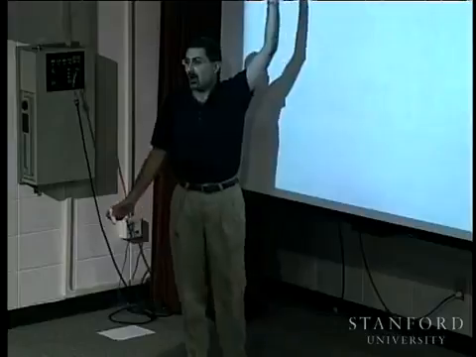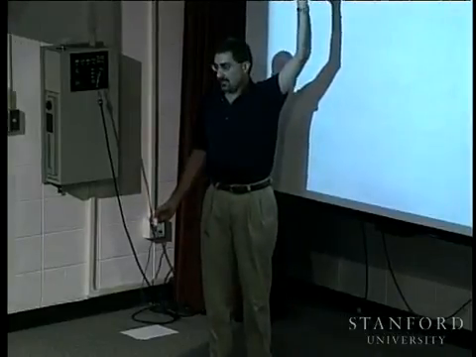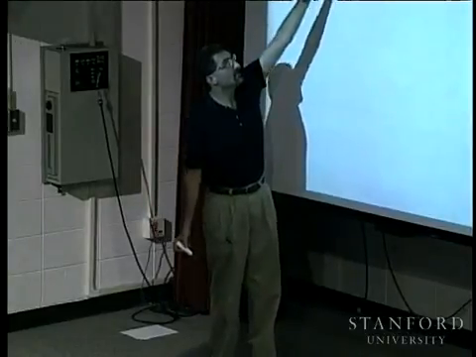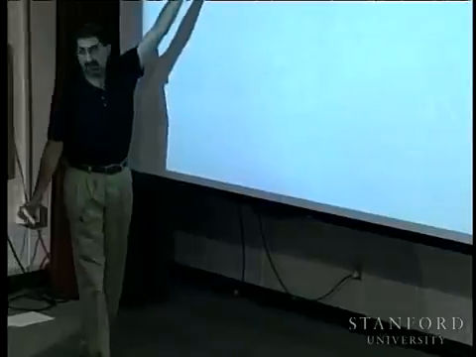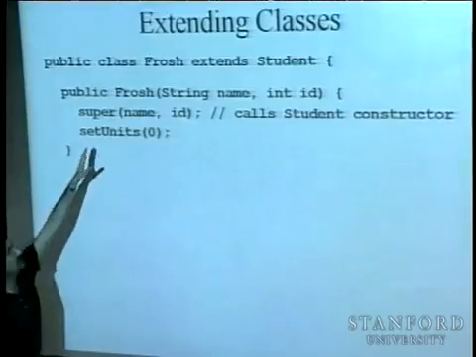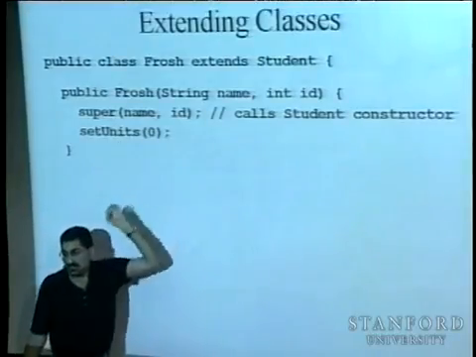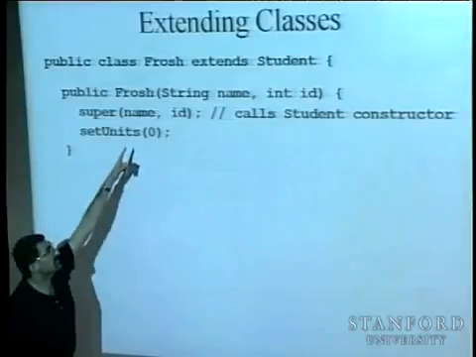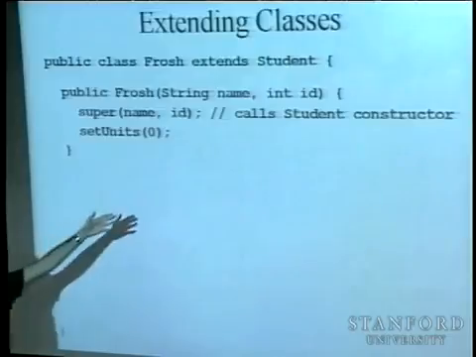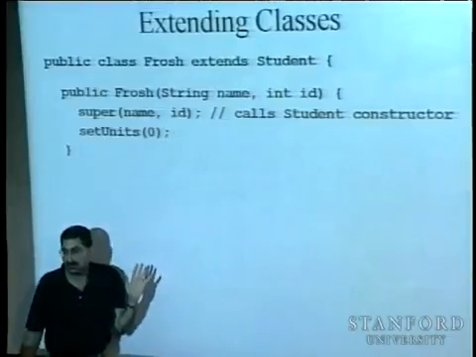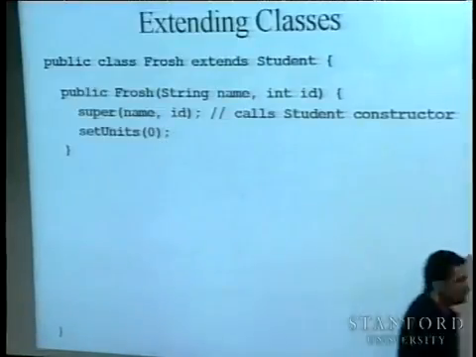So super means call the constructor of the superclass. By calling super name and ID, what we're doing is saying, what's the superclass of frosh? It's student. So this will call the constructor of the superclass of frosh, which is student, with name and ID, which means it's going to go through that initialization process of setting the student name instance variable to be equal to name, and student ID to be ID. Okay, the stuff that we did back over here.